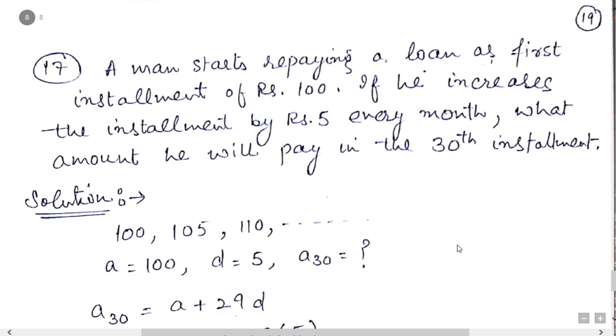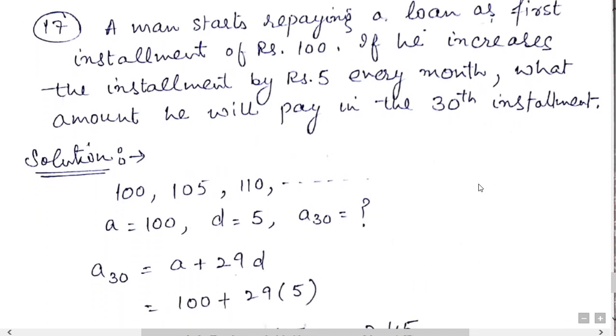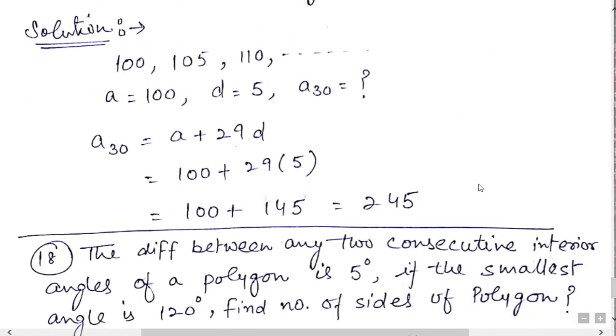Question number 17. A man starts repaying a loan. The first installment is 100 and later on he increases the value. It means the second value is 105, then 110, and so on. Now you have to pay the 30th installment. It's a simple AP. Basically, you have to find out a30.